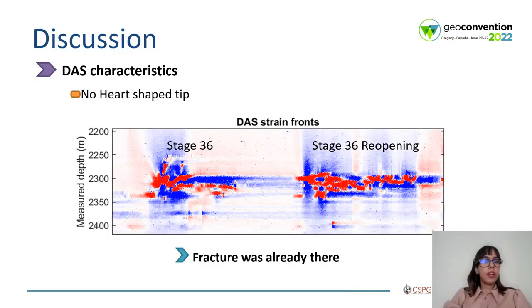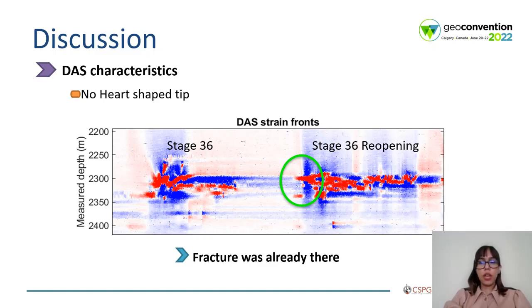During the strain front analysis, we noticed some stages do not present the heart-shaped tip. They just have a line that appears shortly after the start of injection, which we call the antenna. The answer as to why this happens came from 3 stages where the same stage was restimulated after a first injection. For the reopening of the stages, the dragonflies don't present a heart-shaped tip. There is just the antennas.